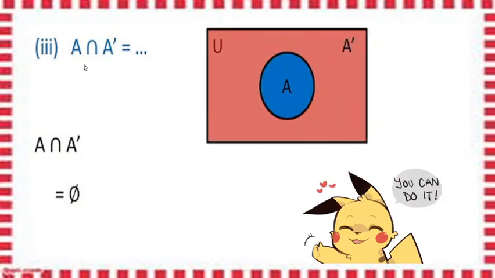Now the third part, A intersection A complement. This blue region is set A and this maroon region is A complement. What is common in these two regions? There is nothing common. So the answer is phi.